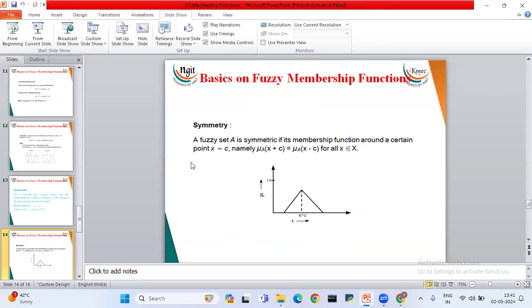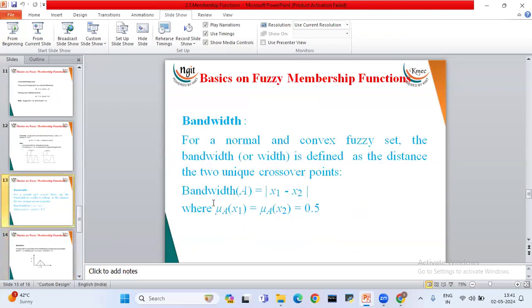So this is done. We have seen so many things: what is meant by bandwidth, symmetry, convexity, and what is meant by open and closed, all those things. It will be very easy if you practice all these examples.